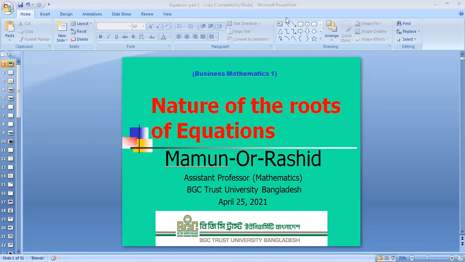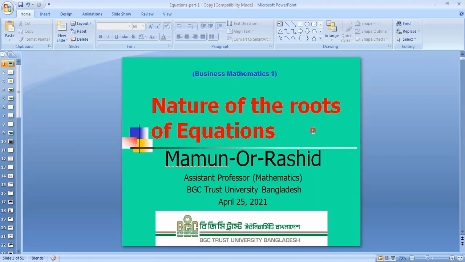Today we will discuss another part of equations. Actually, this is the part on equations and the nature of the roots of equations. Roots of the equation actually means the solution of a quadratic equation.